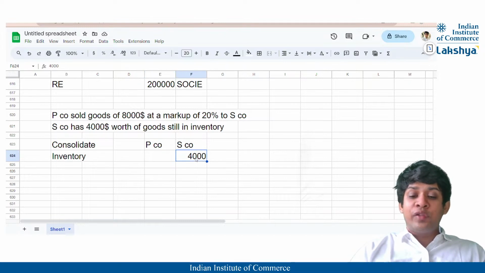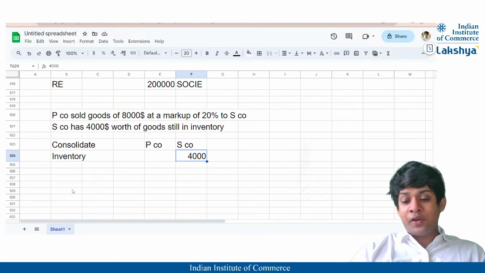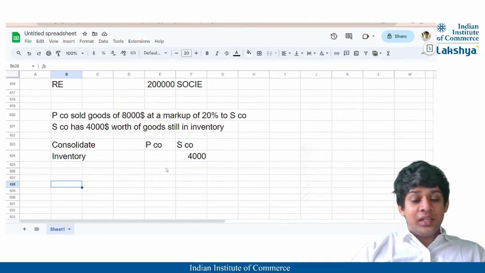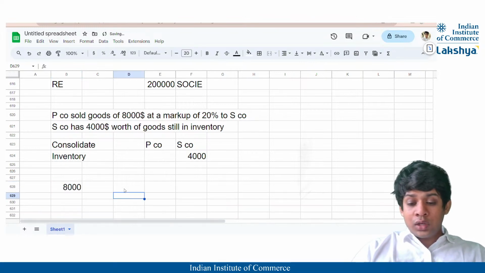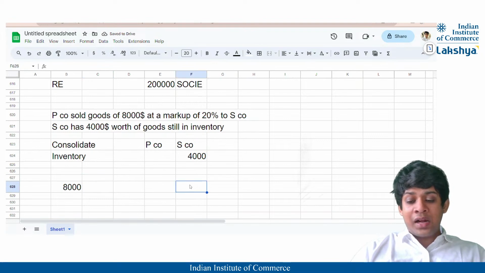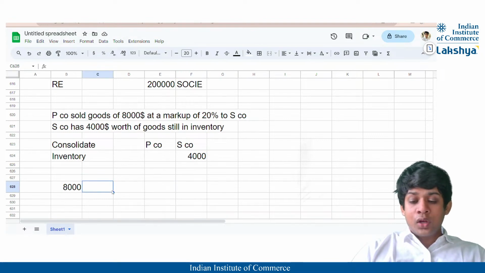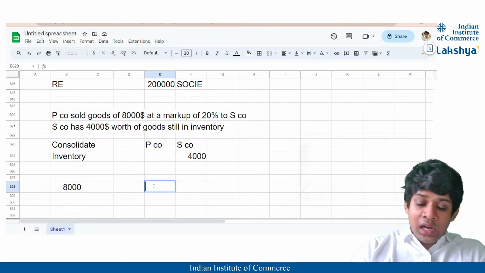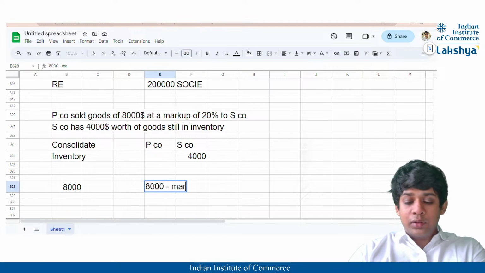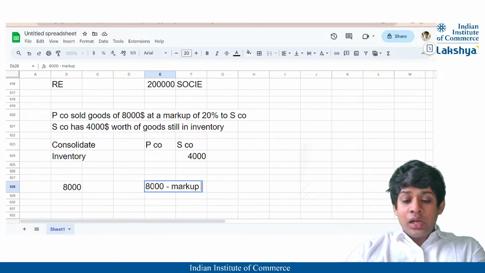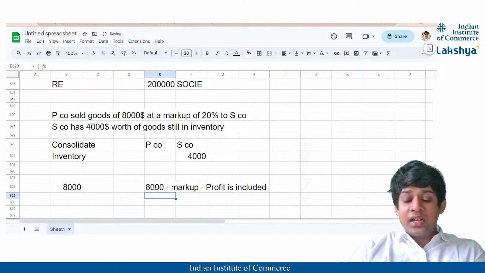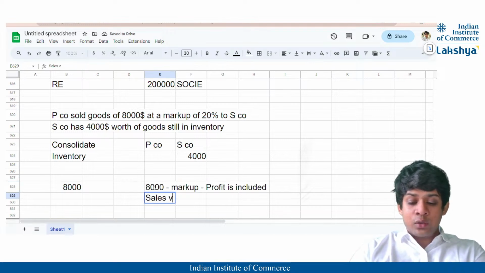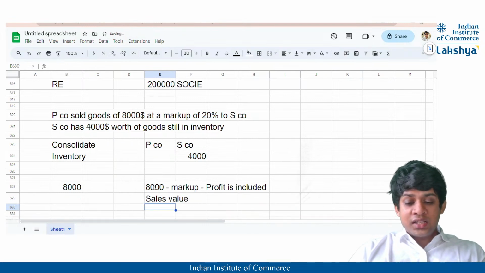So there is an unrealized profit in this value. We are consolidating the unrealized profit also, so we have to eliminate that unrealized profit here. And how are we going to do that? 8,000 is the value at which the parent company has sold it to the subsidiary company. Since it is sold at a markup, the profit is included in this 8,000. That means technically this 8,000 is nothing but the sales value.